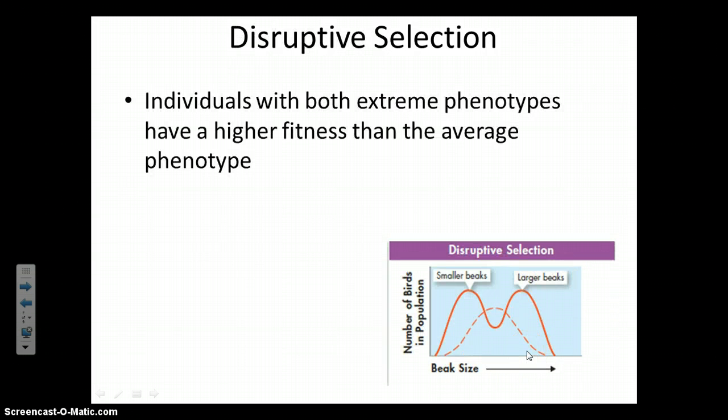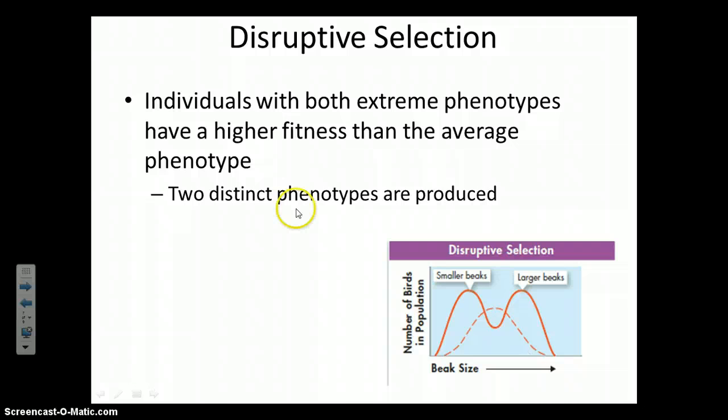Disruptive selection means that the extremes, both extremes, large and small, are both advantages. So two distinct phenotypes are produced. So we'll look at a population of birds again and look at their beak size. But in this case, it's the extreme phenotypes, the smallest beaks and the largest beaks, that both provide equal and higher fitness than having the average beak size.